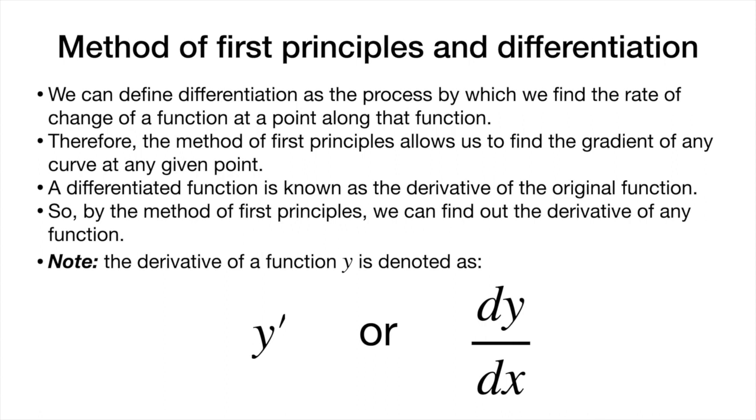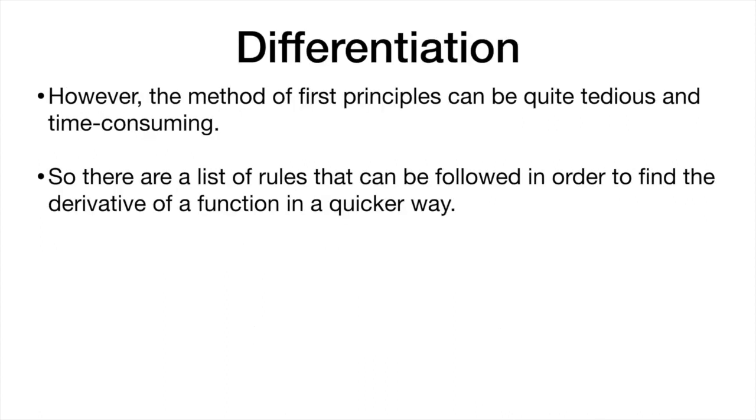So in the previous example, the derivative of the curve x cubed minus 2x squared minus x plus 5 is said to be 3x squared minus 4x minus 1. It is important to know that using this method of first principles, we can find the derivative of any function. The derivative of a function y can be denoted by y dash or dy by dx.